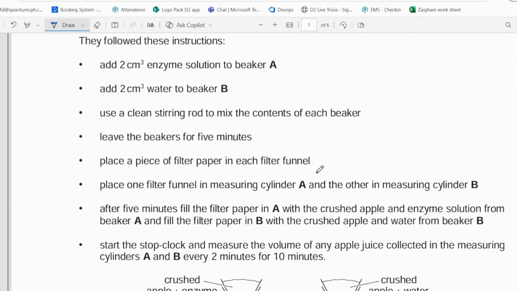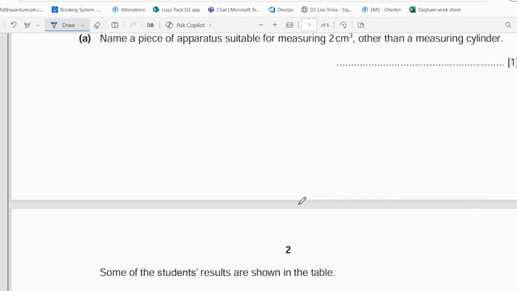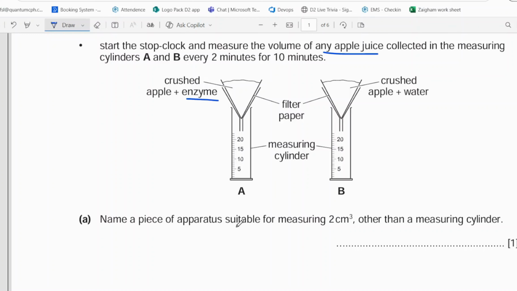Place a piece of filter paper in each filter funnel. Place one filter funnel in A and the other in B. After 5 minutes, fill the filter paper in A with crushed apple and enzyme solution from A, and then fill the filter paper in B with crushed apple and water, which is the control. Now start the stop clock and measure the volume of any apple juice collected, whether enzymes would gather it or not.